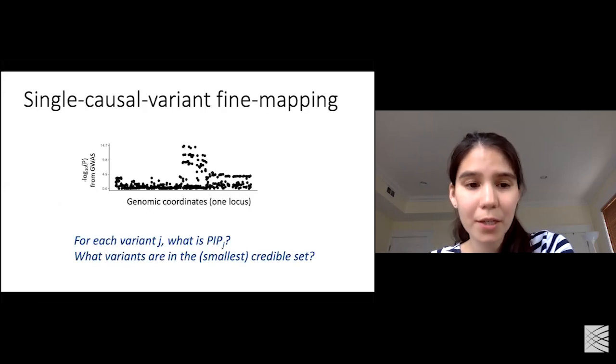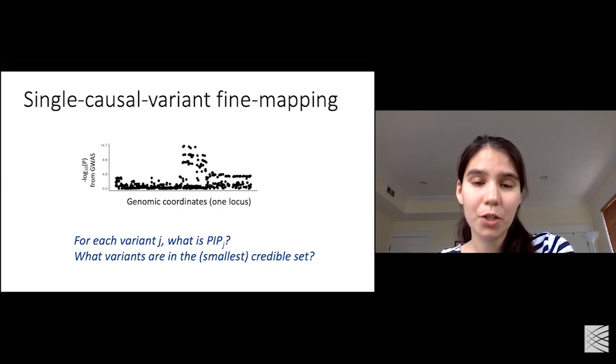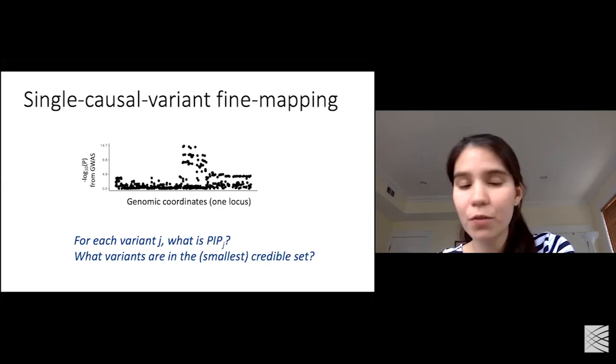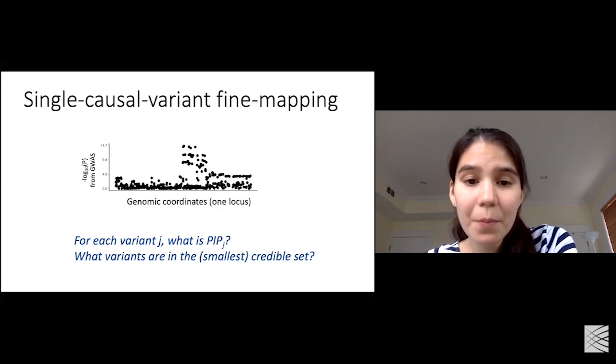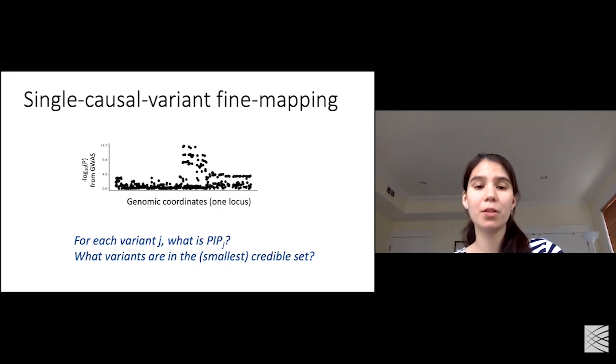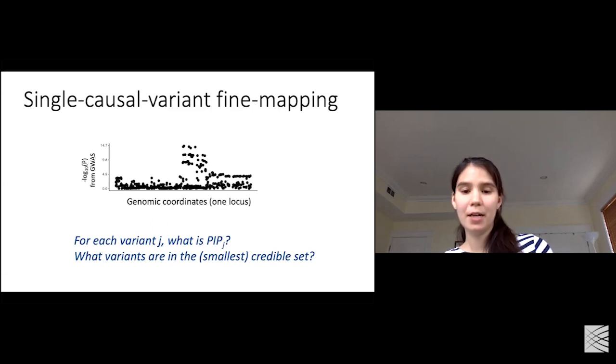So here we have our locus. What we'd like to know is what's the PIP for each variant, and then there's only going to be one credible set here because we're assuming one causal variant, and so which variants should we put into our credible set? And these PIPs will sum to 1. We're saying there's exactly one causal variant. We just don't know which one it is.